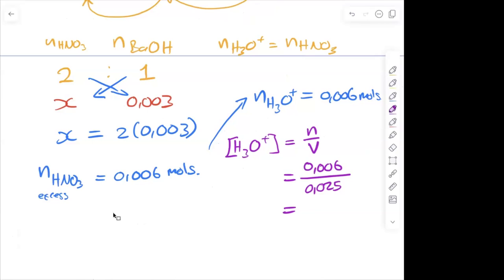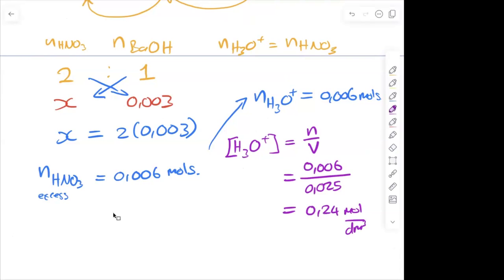Then we can plug that into our calculators and work out the concentration of H3O+. You should get an answer of 0,24 moles per decimeter cubed. That's what we've got there. Hope you guys are with me in the meantime. Let me just double check the chat for anything.